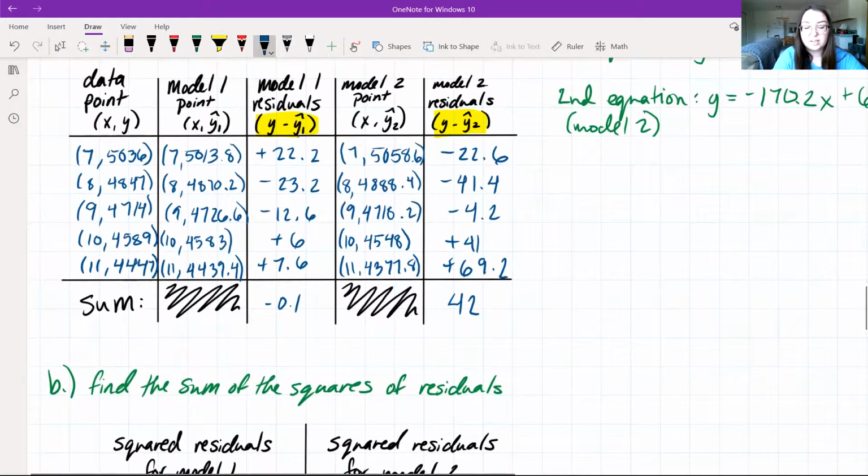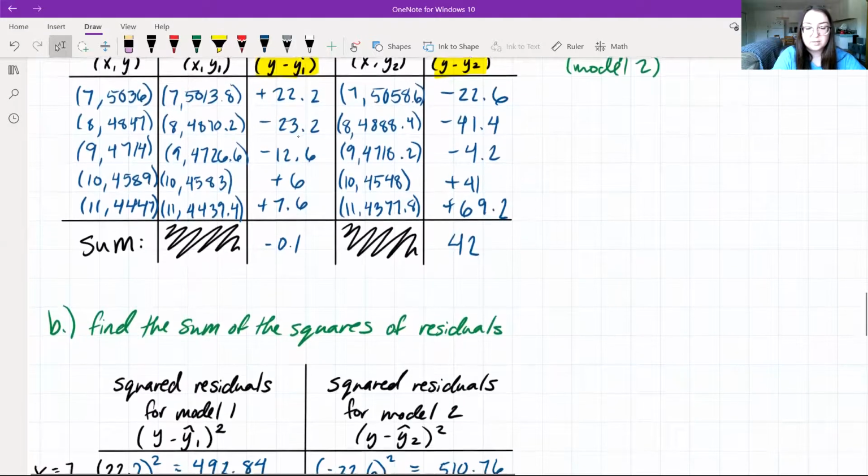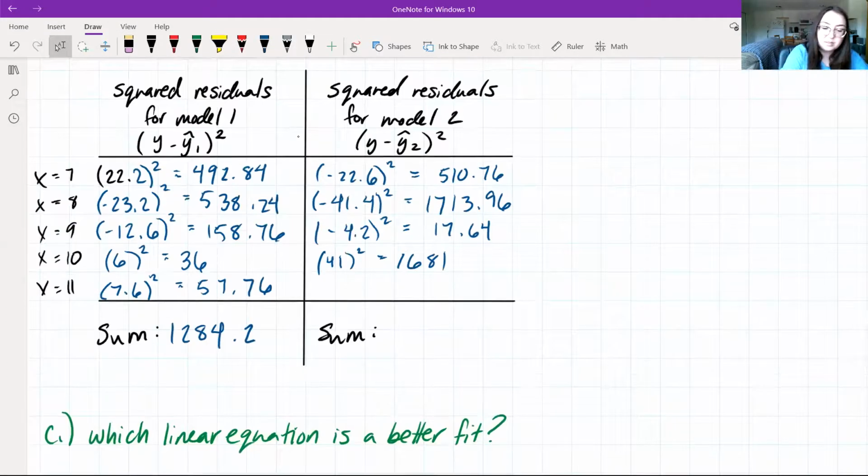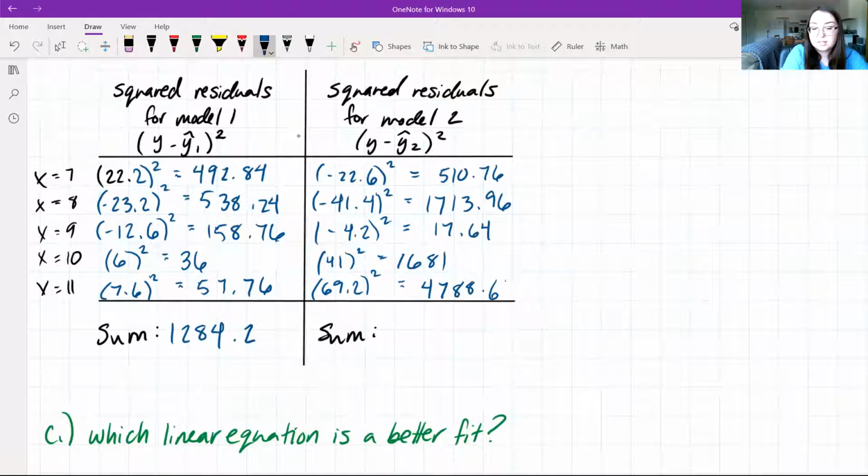And lastly, for our x equals 11, we're going to square 69.2. 69.2 squared is going to give us 4,788.64. So feel free to take a moment and add all of these together. And you should have gotten 8,712.